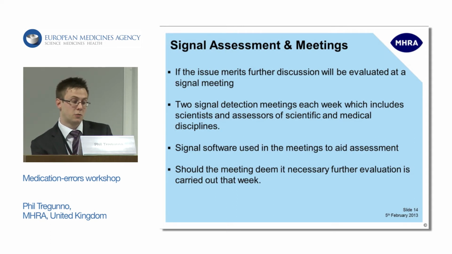We use our signal detection software in the meetings as an aid to assessment to enable us to look further into the cases. And should the meeting deem necessary that further evaluation can be carried out, it's carried out in that week. Our signal processes are set up such that we receive computed disproportionality scores on a Monday morning, and then we carry out that analysis, and completion of that initial phase of analysis will be by Thursday that week. We then move cases into the signal evaluation process, which occurs the Monday the following week. So it's actually a fairly rapid process, thinking about coding again.